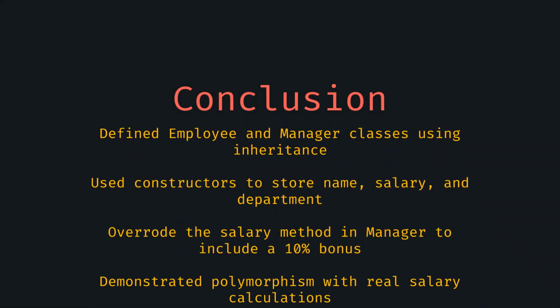In summary, we've built a solid OOP example using JavaScript's class system. With inheritance, we've avoided duplication. With method overriding, we've tailored behavior for managers. It is readable, maintainable, and highly relevant to real coding scenarios.